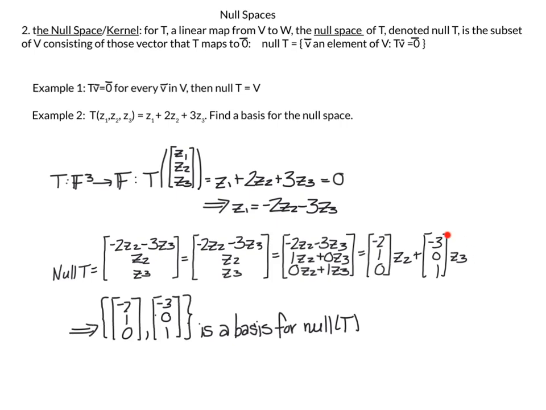And what this tells me is my null space then is spanned by the vectors (-2, 1, 0) and (-3, 0, 1). And since these vectors are not scalar multiples of each other, they're also linearly independent, which means (-2, 1, 0) and (-3, 0, 1) is a basis for the null space of T.